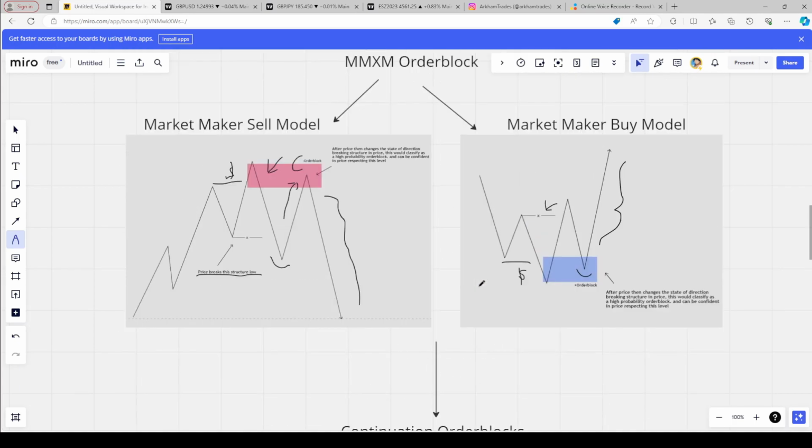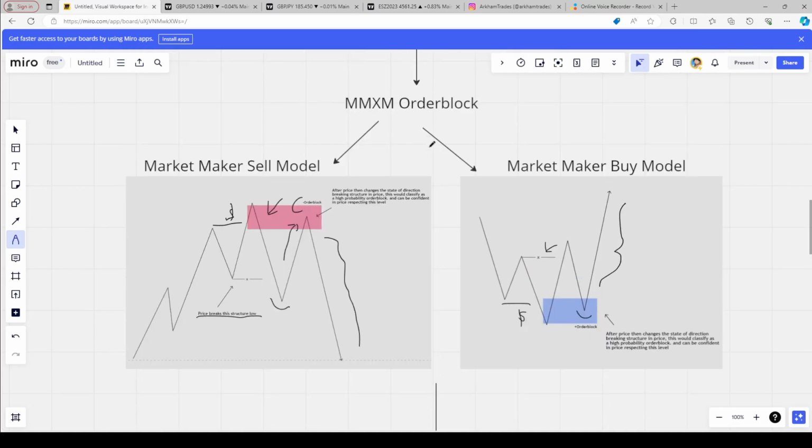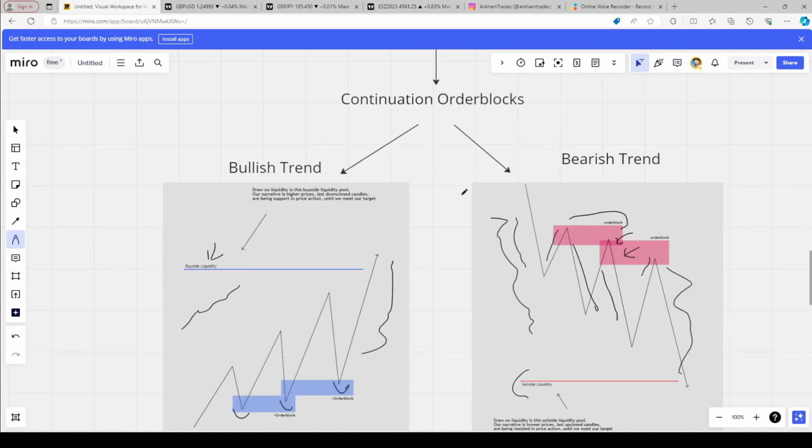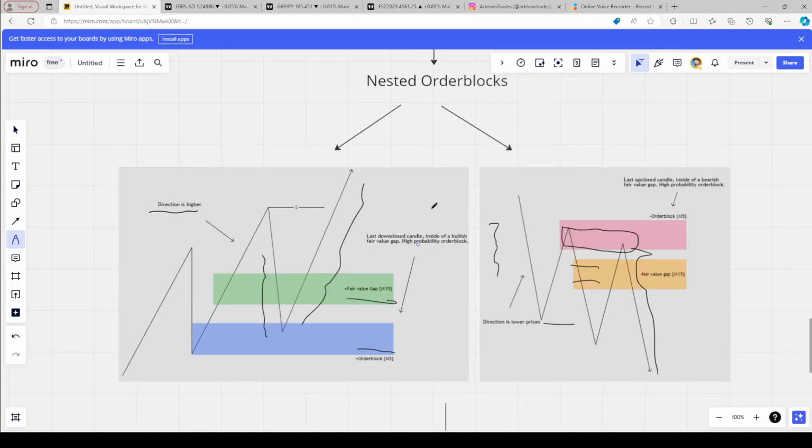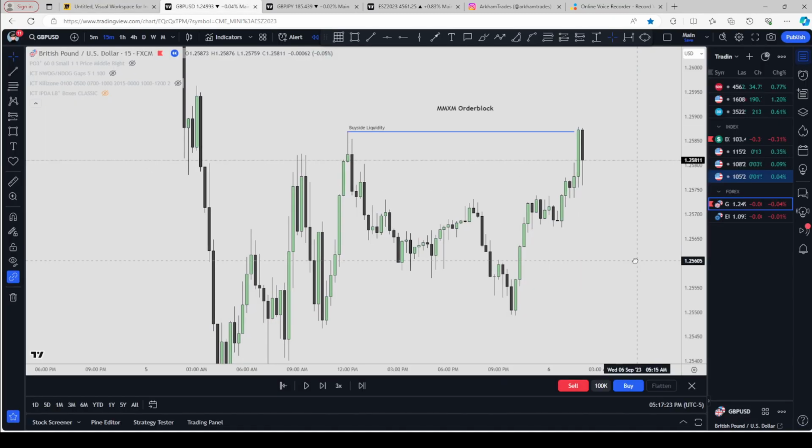So overall, we have 3 examples here: the market maker X model, the continuation order blocks, and the nested order blocks as 3 high probability order blocks that I look for in price action. Okay, for our first example here, we have the MMXM, the market maker model order block. As we can see here, price breaks this buy side liquidity pool.